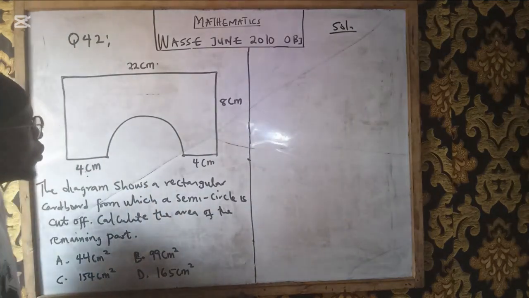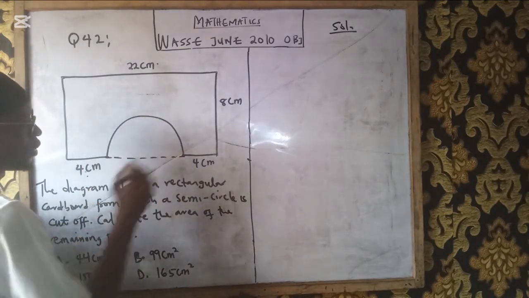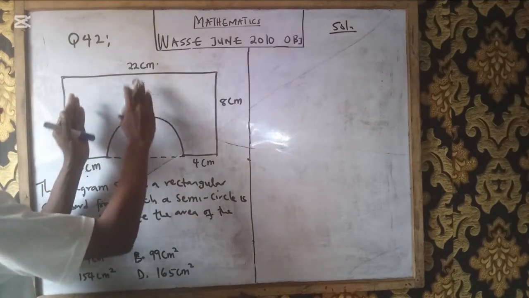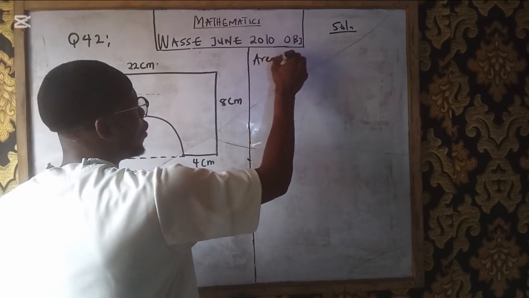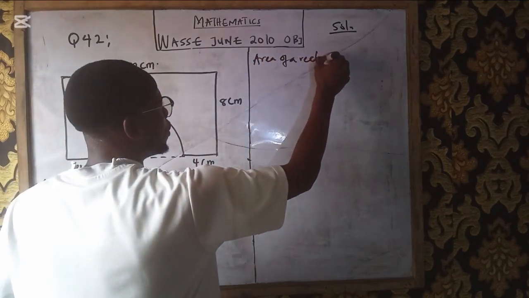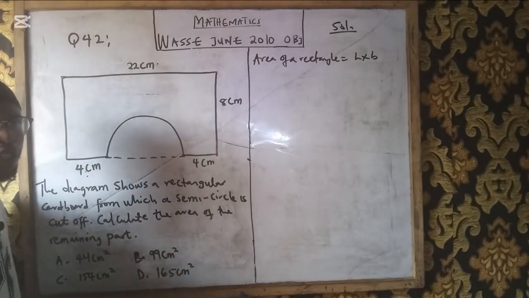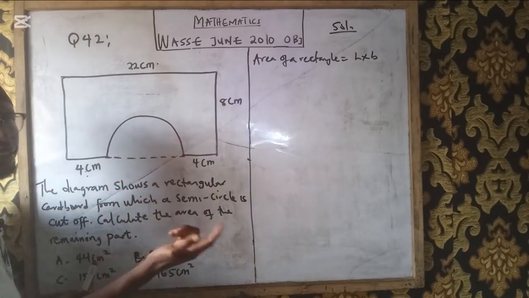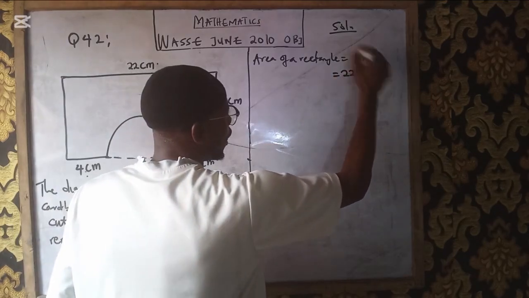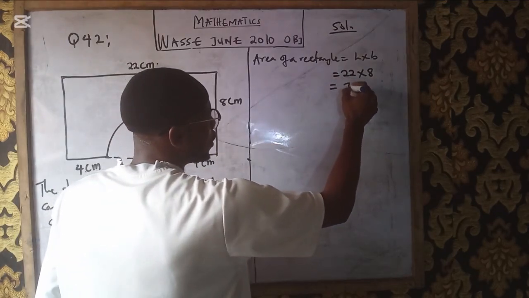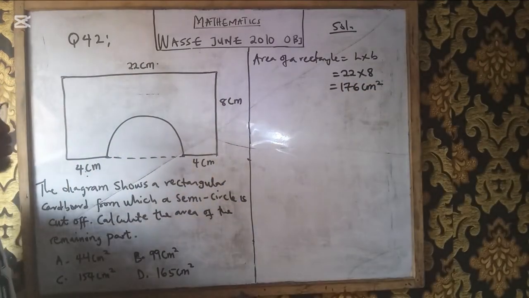Now, the second thing you should note is that you should try to complete this shape like this. So what do you now have? You have a rectangle. So you go back to the formula for the area of a rectangle. Area of a rectangle is length times breadth. So just multiply 22 by 8. That will give you the area of the rectangle. So that will give us 22 multiplied by 8, and that should give us 176 centimeters squared. That's the area of the rectangle.